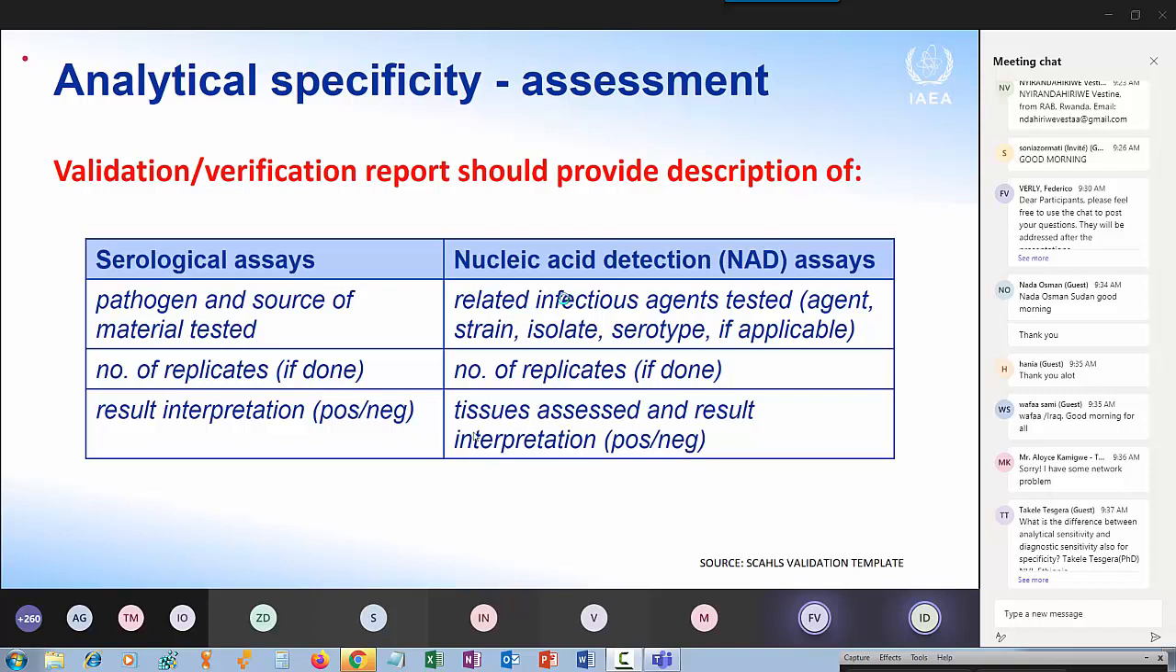So the results interpretation criteria should be described in this report. And for the nucleic acid detection assays, it's more or less similar, but we should describe the related infectious agent that we test. So the strains, serotypes, all information that we have on these samples. Again, number of replicates that we perform during the verification process, and tissues assessed, and the results interpretation criteria. So what we will consider positive and what negative by the end, by the interpretation of the end results.